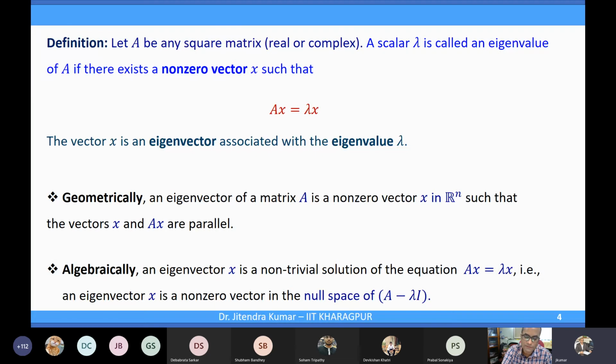Is that clear from the definition point of view? It is written that geometrically the vectors x and Ax will be parallel. Can they be anti-parallel also? I mean, can lambda be negative also?